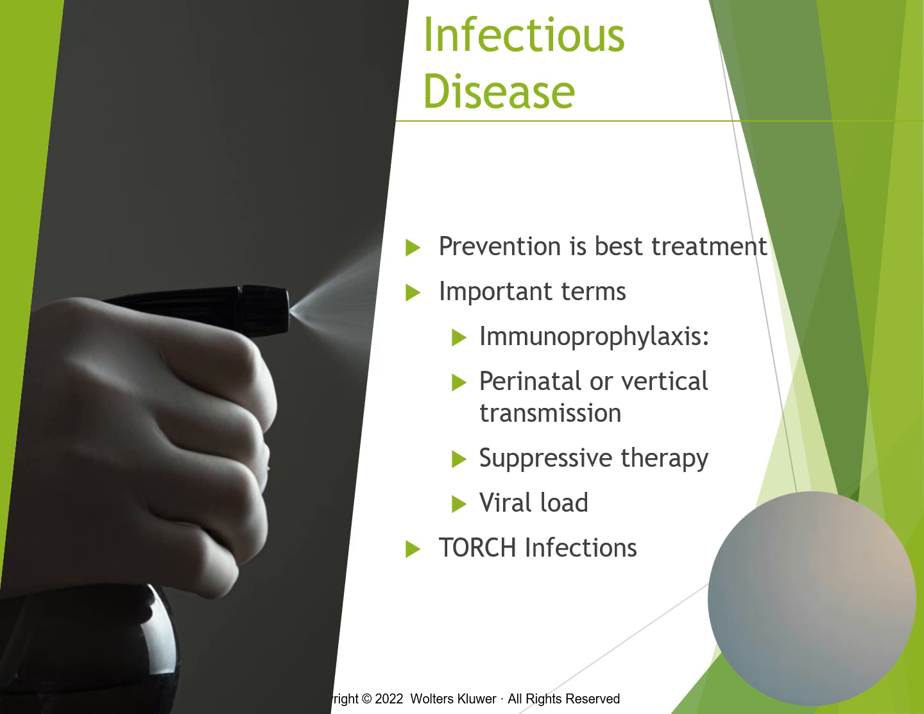Suppressive therapy, which suppresses but does not cure. And viral load: how much virus is in the blood? High viral loads equal increased symptoms. So then we look at the TORCH infections. The acronym for TORCH is toxoplasmosis, other, which is hepatitis B, syphilis, varicella and herpes zoster, rubella, CMV, and HSV.